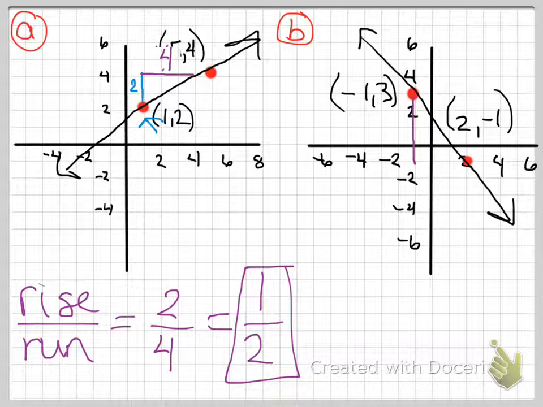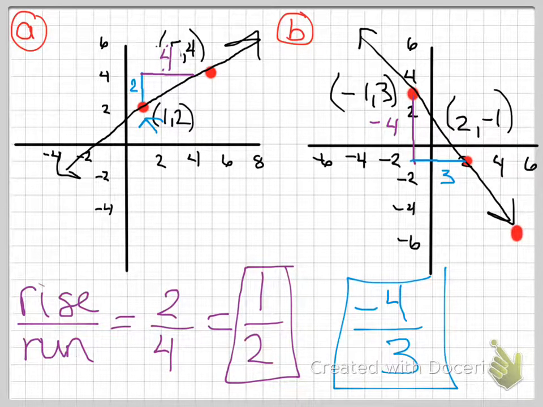Now I need to figure out from the first point, -1, 3, to the second point, 2, -1, how far did it rise or fall? How many units did it take to go from 3 to -1? And that would be -4. From the first point to the second point, I went down 4 units. And then my run is 3. So my slope is -4 over 3.